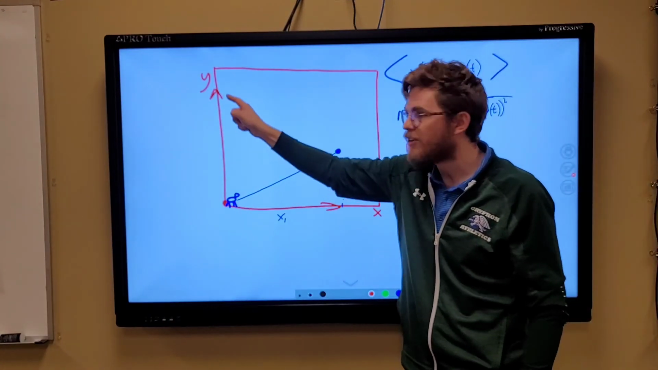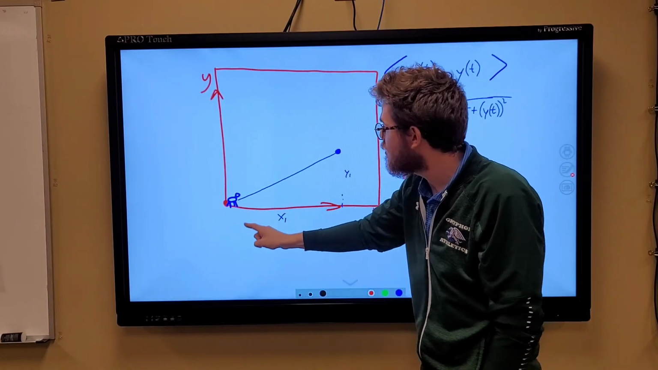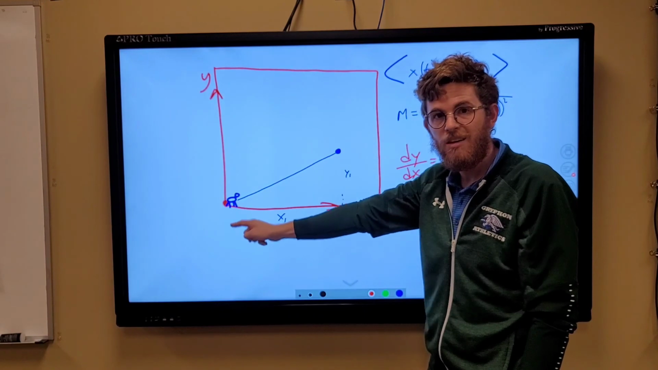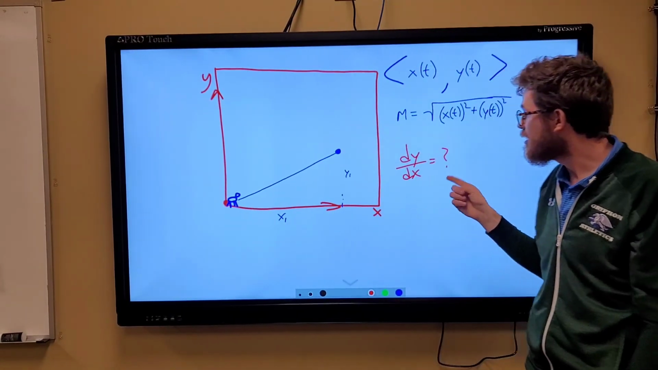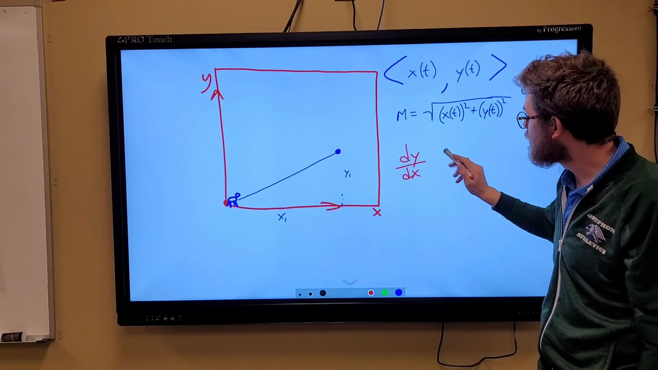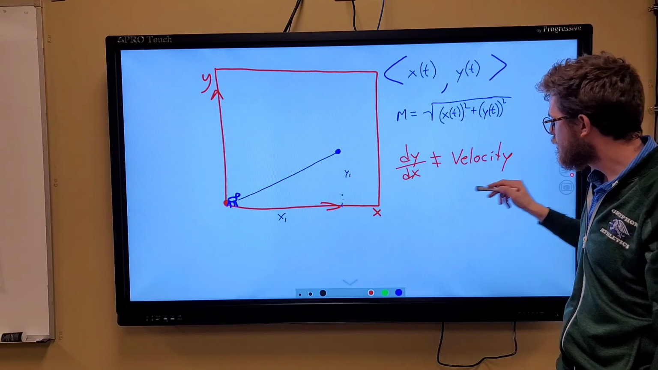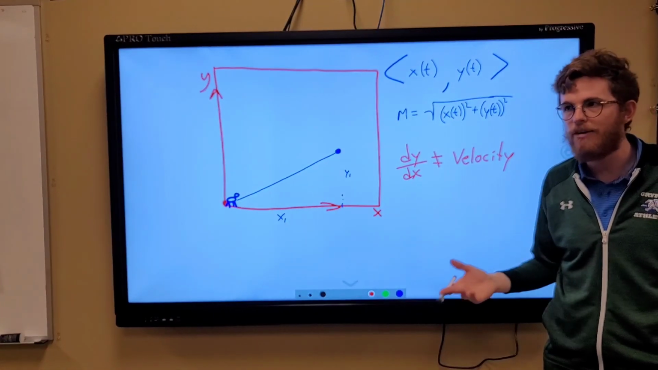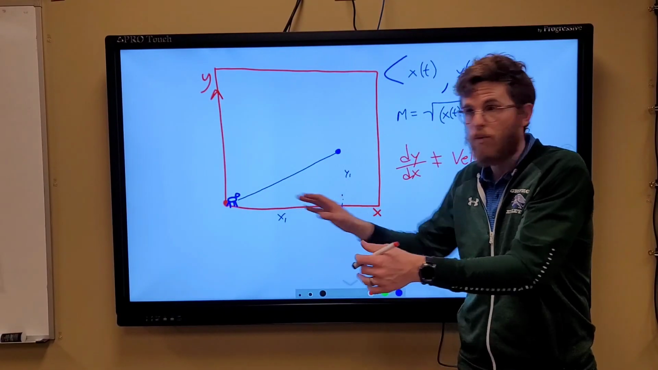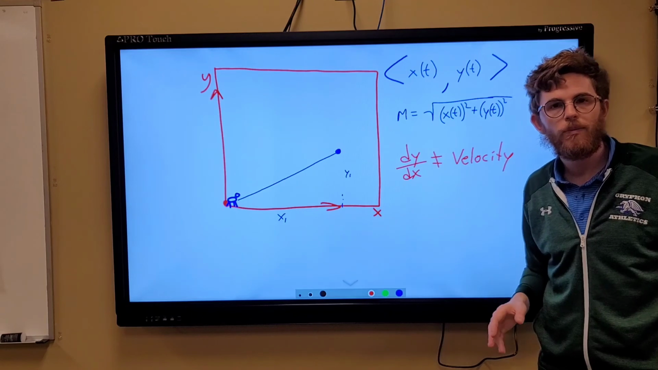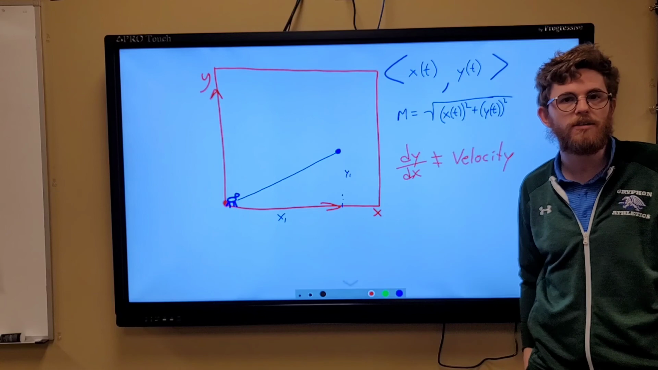Remember, we're looking down upon this rat. dy is just the change in this direction, and dx is just the change in this direction. dy over dx is not the velocity. dy over dx doesn't really give us anything. It tells us the rate of change of our rat on this grid, but who cares? I don't think I'm going to be asking you that question anytime soon.